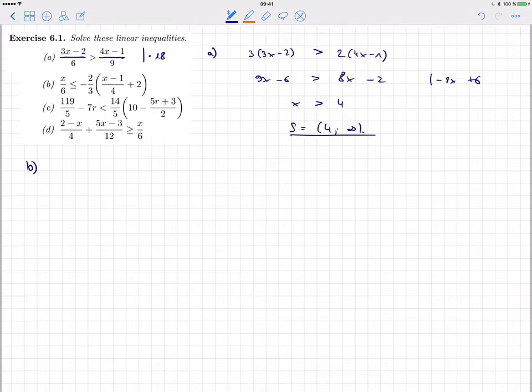Number B, to get rid of the fractions, we can multiply with 6. That gets us rid of these denominators. Not yet of this division by 4. So x less than or equal minus, now 2 divided by 3 times 6 is 4.